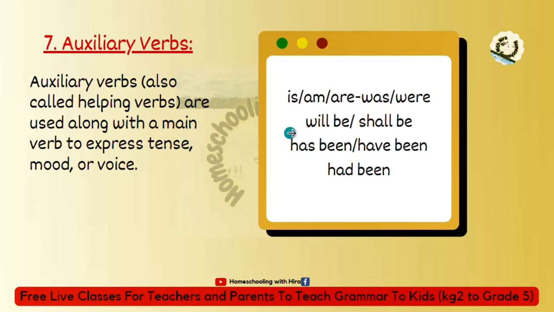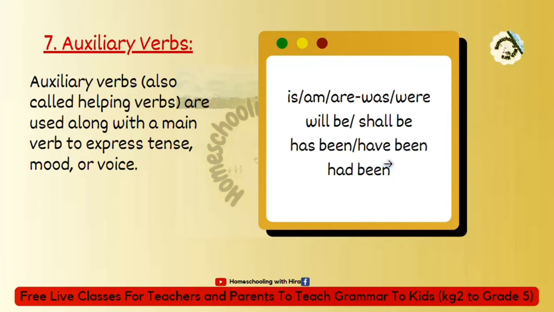For example, is, am, are, was, were, will be, shall be, has been, have been, and had been. If you see is, am, are with the main verb, for example, is walking, is sleeping, we are jogging, so is, am, are will tell you that you are talking about present tense. Was, were will tell you that you are talking about past tense. Will be, shall be are used in future tense. Has been and have been or had been, they all are perfect tense auxiliary verbs. So you can just look at the auxiliary verb and can tell the tense of a sentence.